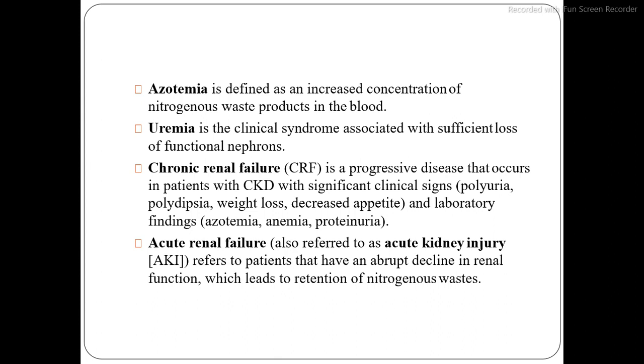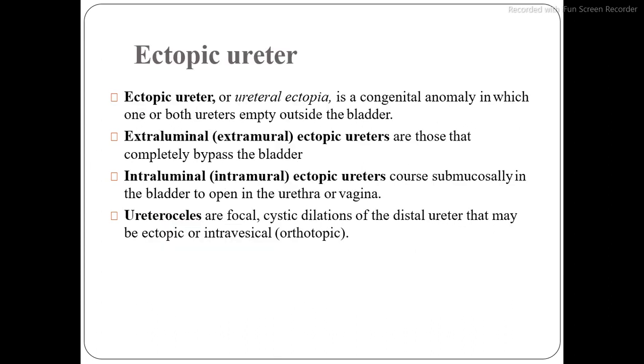Chronic renal failure, CRF, is a progressive disease that occurs in patients with CKD with significant clinical signs: polyuria, polydipsia, weight loss, decreased appetite, and laboratory findings: azotemia, anemia, proteinuria. Acute renal failure, also referred to as acute kidney injury (AKI), refers to patients that have an abrupt decline in renal function, which leads to retention of nitrogenous wastes.